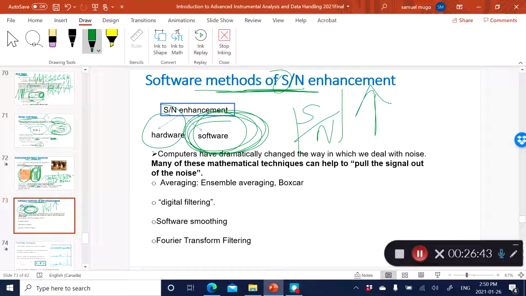And so most people use the software methods of signal to noise enhancement, which are fairly inbuilt actually in most instruments out there. And that's going to be my focus in the next short lecture.